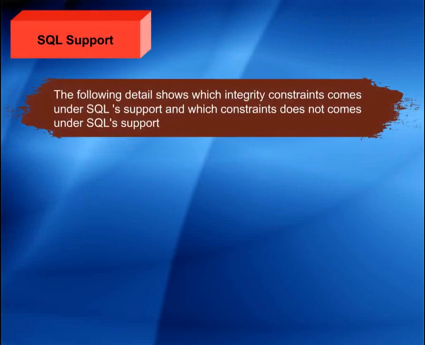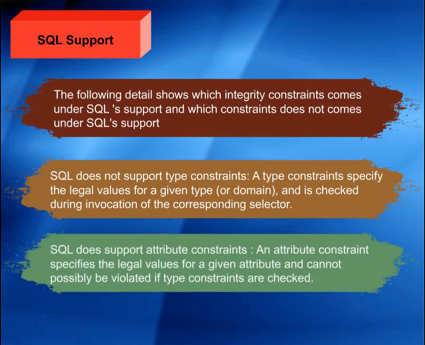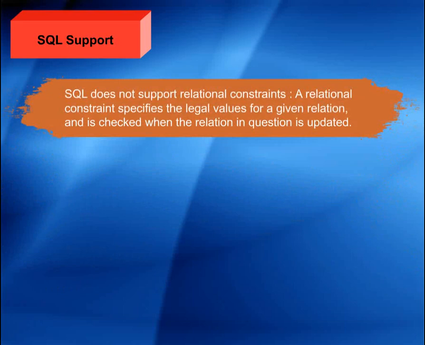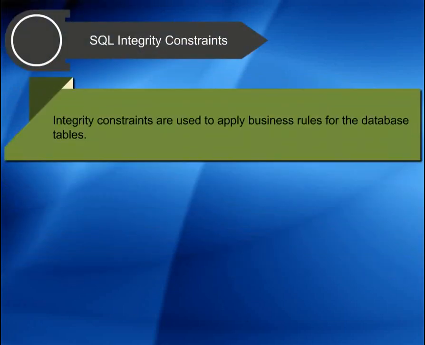SQL support. The following detail shows which integrity constraints come under SQL support and which constraints do not. SQL does not support type constraints. A type constraint specifies the legal values for a given type or domain and is checked during invocation of the corresponding selector. SQL does not support attribute constraints. An attribute constraint specifies the legal values for a given attribute and cannot possibly be violated if type constraints are checked.